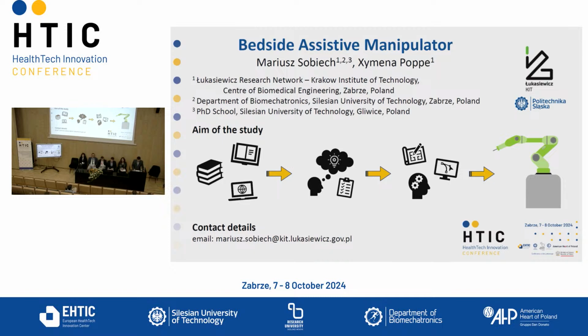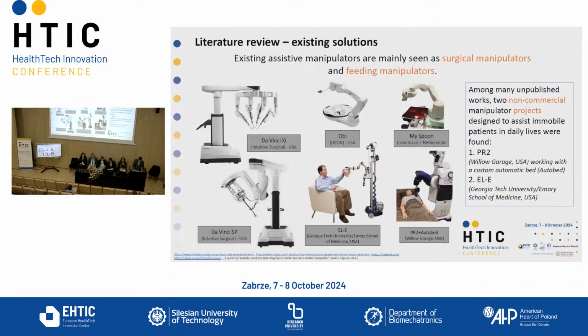The aim of the study was divided into several parts: literature and market review, brainstorming and making assumptions, creating a general concept of the manipulator, and designing and constructing a prototype, then verifying and validating the physical model. Literature review showed us that most of the existing assistive manipulators are surgical helpers like the Da Vinci robot or feeding robots like Obi and My Spoon.